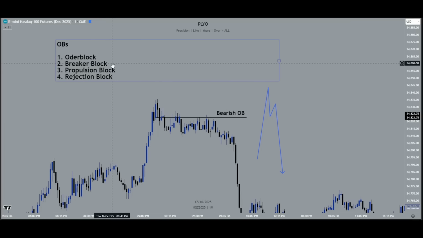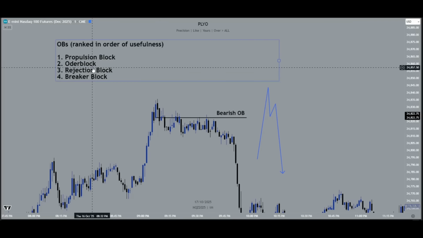It's useless. I'm going to put them in the order that you should really be using these. These are the OBs that I have ranked in order of usefulness. Notice how I have propulsion block as number 1. This is also called PB for short. Forgot to abbreviate them. So PB for short, we call order block OB, we call a rejection block RB, and we call a breaker block BB, just for short.